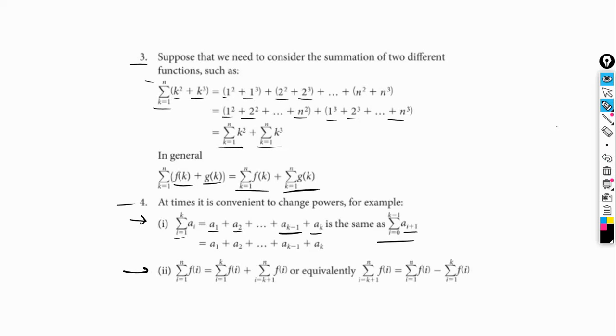So if we take a look at number 2, notice that this is the sum from i equals 1 to n of f of i. That would be the same as saying the sum from i equals 1 to k of f of i plus the sum from i equals k plus 1 to n of f of i. And notice that we could rearrange it as the sum from i equals k plus 1 to n is equal to the sum from i equals 1 to n of f of i minus the sum from i equals 1 to k of f of i.